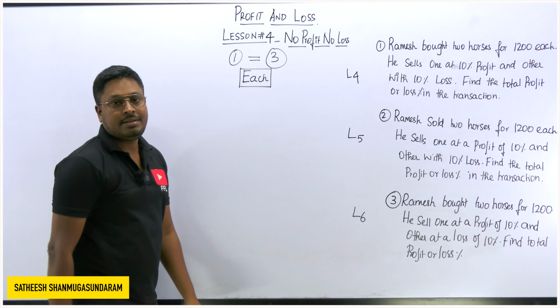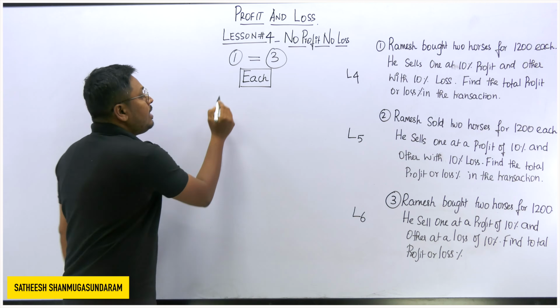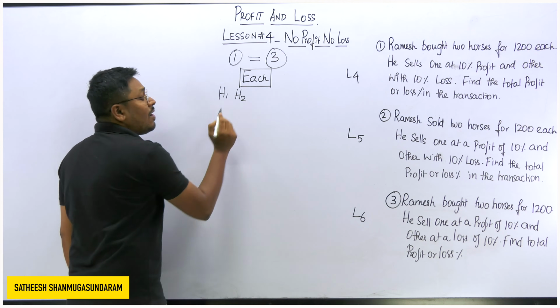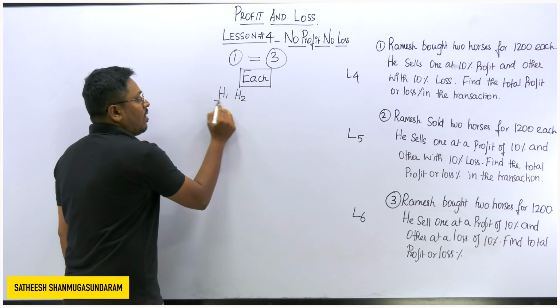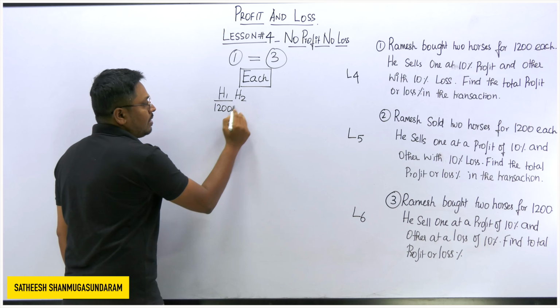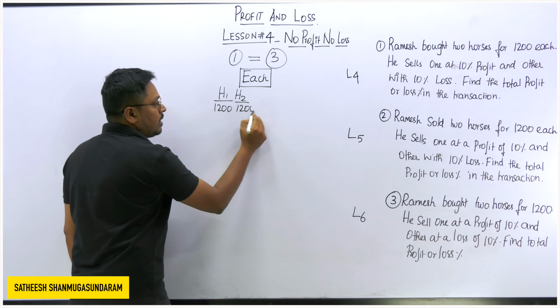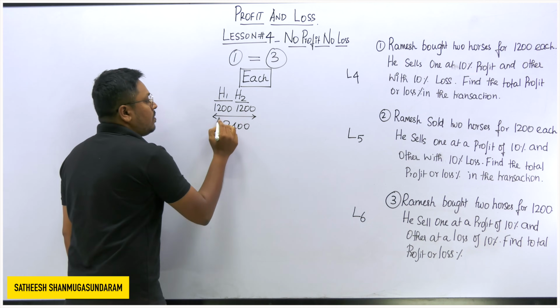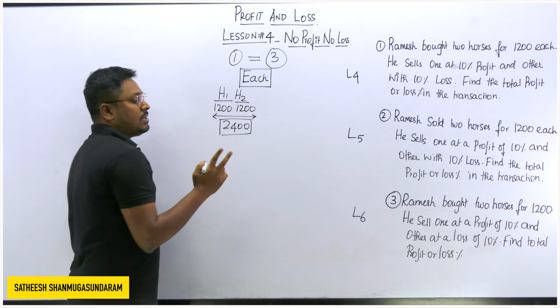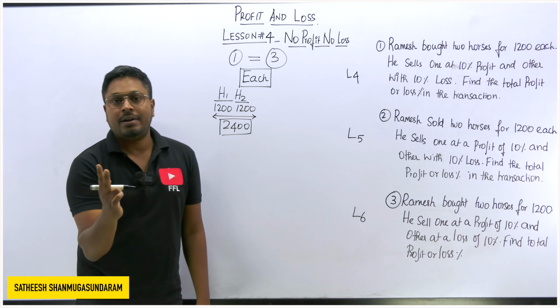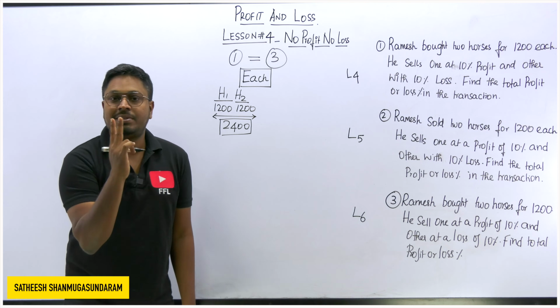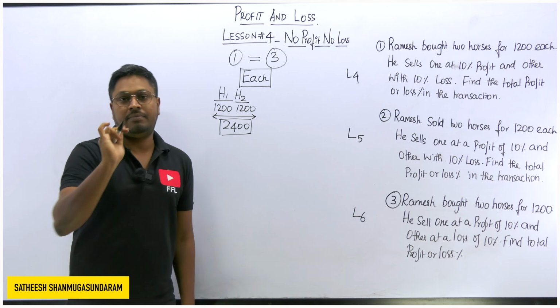The meaning here is, in the first question, he bought 2 horses, horse 1 and horse 2. Each horse is 1,200 rupees. So horse 1 will be 1,200, horse 2 will be 1,200, and the total will be 2,400 rupees. So Ramesh bought 2 horses, each 1,200, which means the total cost price of the 2 horses will be 2,400.